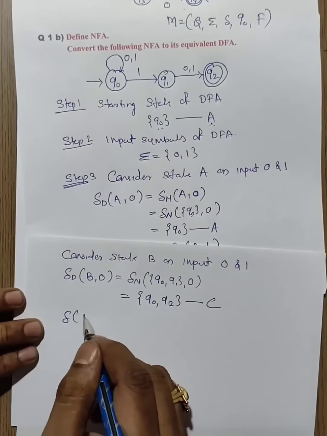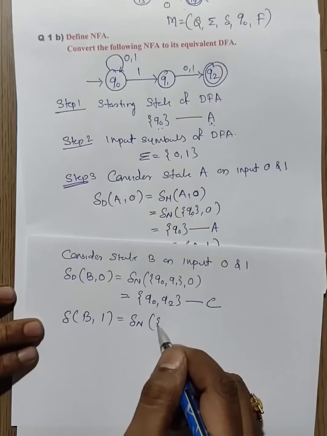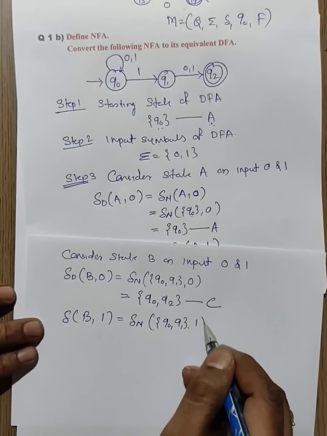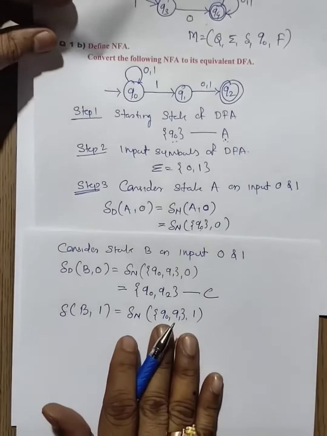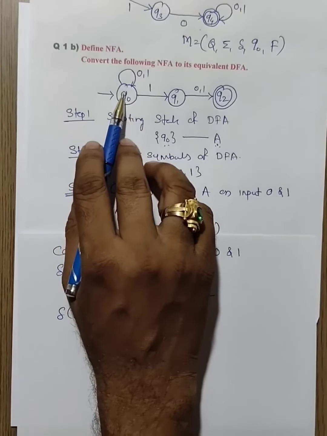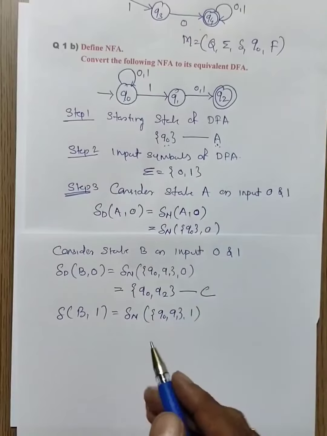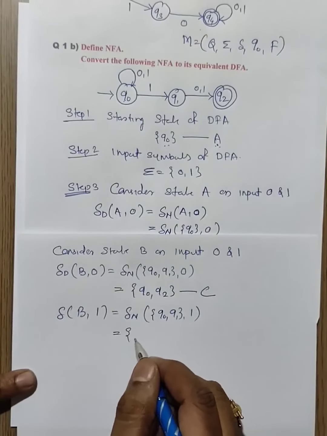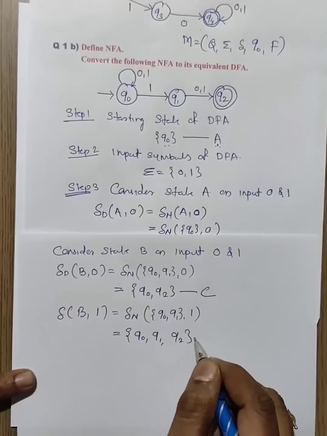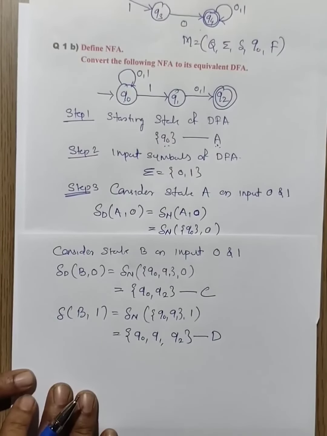Next, B on 1. Q0 on 1 gives Q0, Q1. Q0 on 1 gives Q0, Q1, and Q1 on 1 gives Q2. Means Q0, Q1 and Q2 is a new state. For this again assign a new variable, that is D.